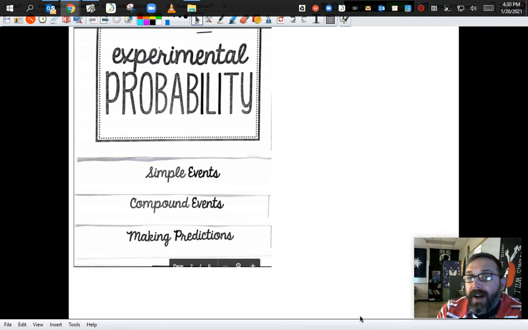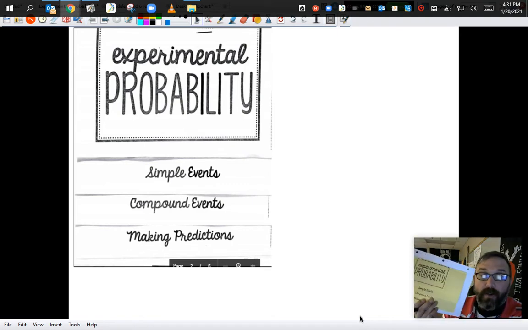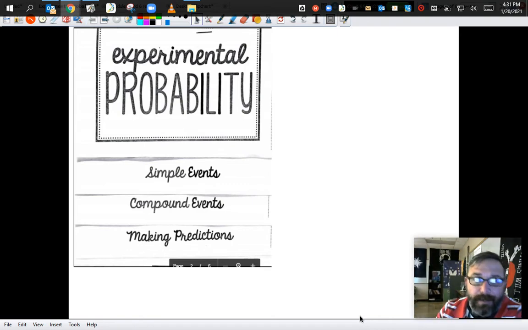So your experimental probability foldable is actually yellow on your paper. It copies this way on mine. Anyway, experimental probability. We're going to talk about simple events, compound events, and making predictions.